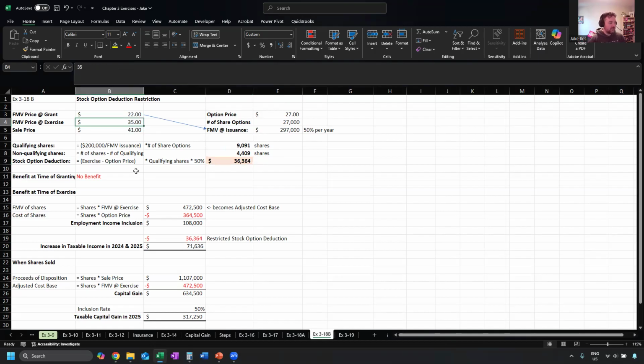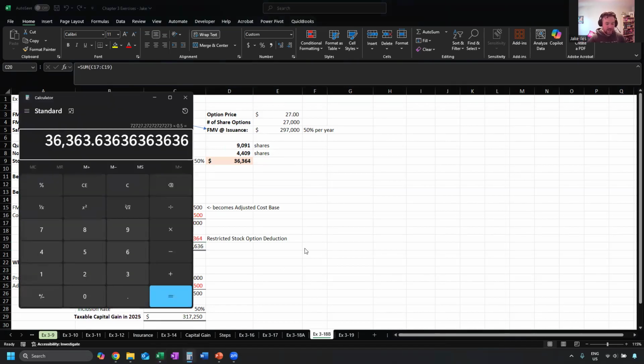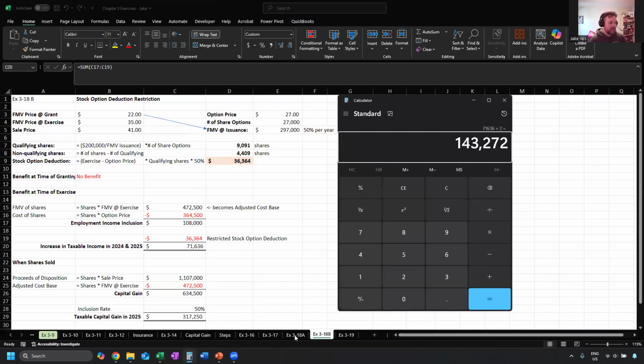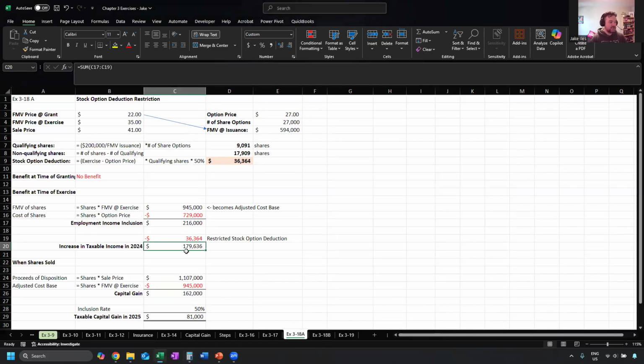So if we consider all of the shares together, our taxable income inclusion is going to be $71,000 in each year. So $71,636 times 2. Our total income inclusion for both years is $143,000 compared to $179,000. So the difference between 143 and 179 is that $36,000. So by splitting up the vesting of those granted shares over years, we got two years' worth of allowable reduction. So we got that calculation, but we're allowed to use it twice.